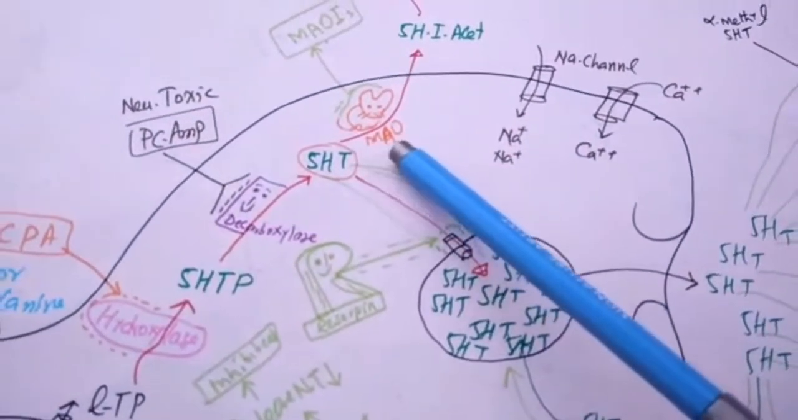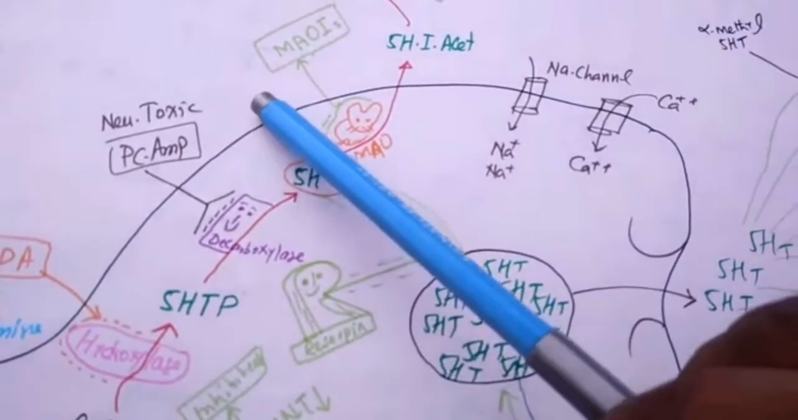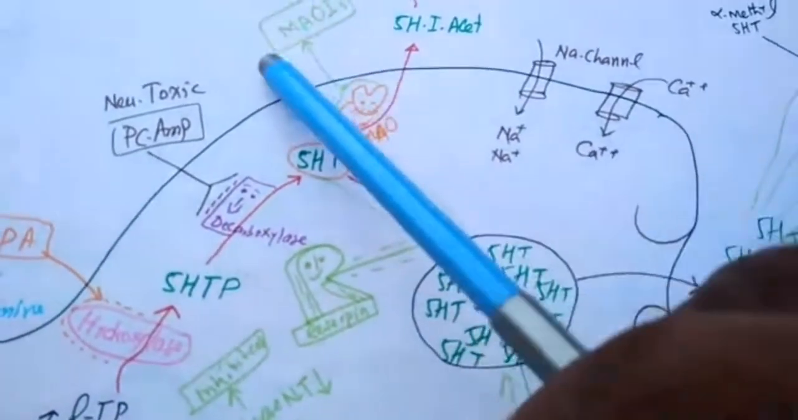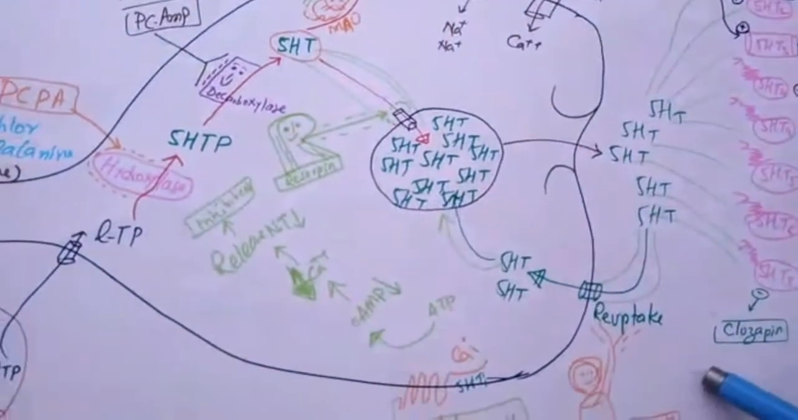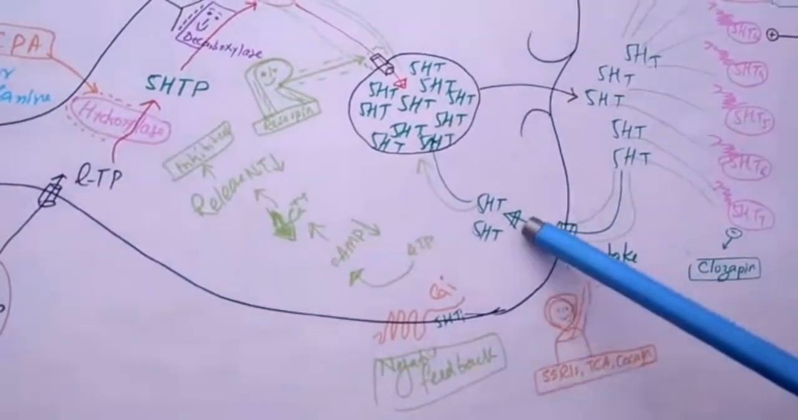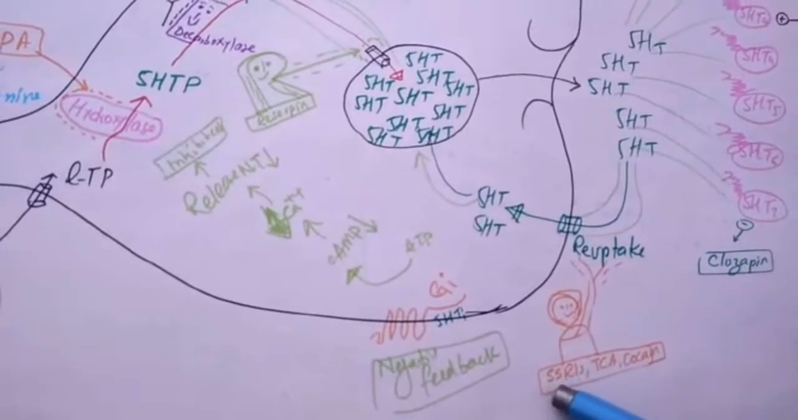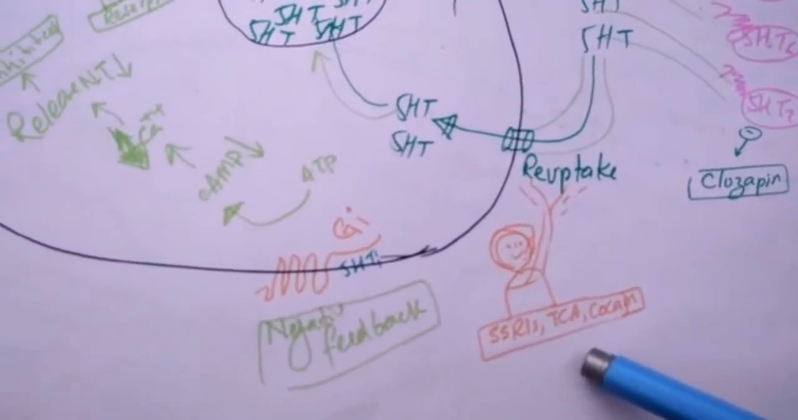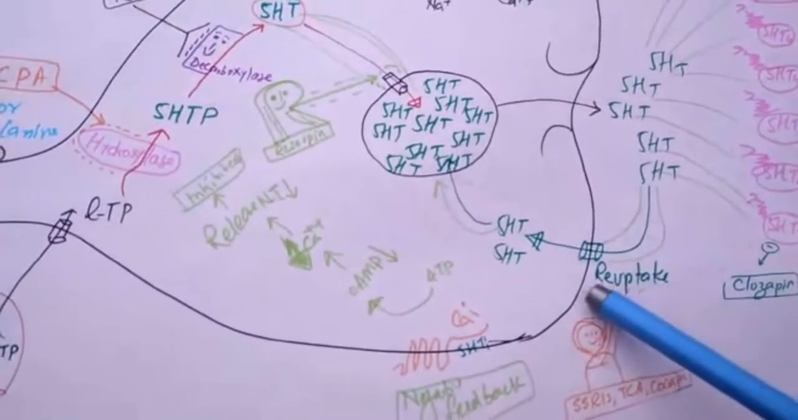This monoamine oxidase enzyme is blocked by monoamine oxidase inhibitor drugs, and this is the side effect of these monoamine oxidase inhibitor drugs. And this reuptake is blocked by SSRIs, selective serotonin reuptake inhibitors, TCAs, tricyclic antidepressants, and cocaine. Cocaine and these block these reuptakes.